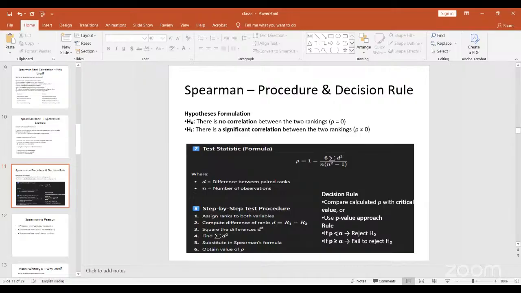If the p-value is less than alpha, then we will reject the null hypothesis. The decision rule is always the same, for parametric and for non-parametric. When we are dealing with the p-value, if the p-value is less than alpha, reject the null hypothesis. If it is greater than or equal to alpha, fail to reject the null. Hope this part is clear.